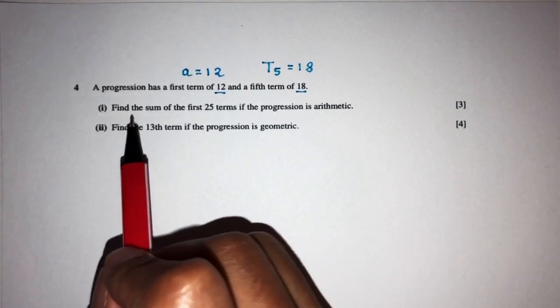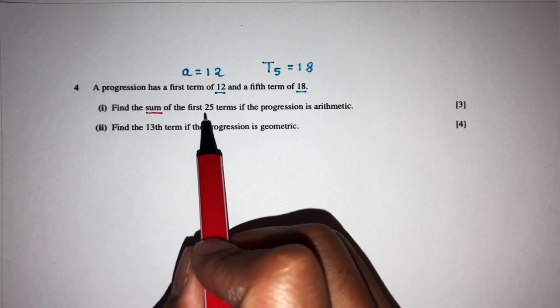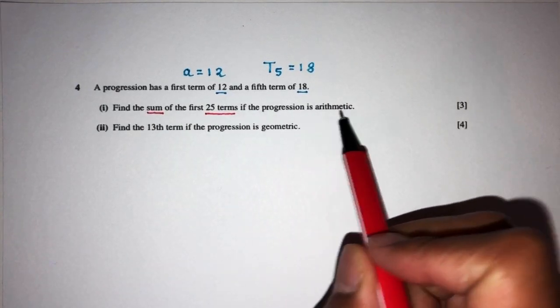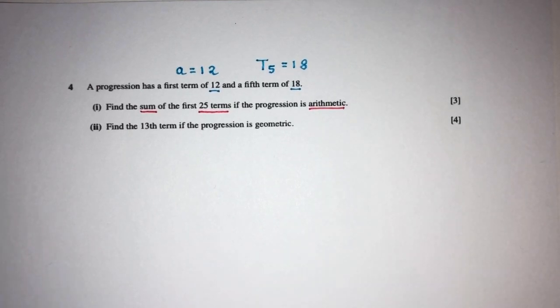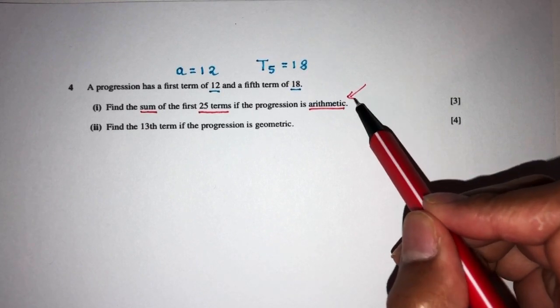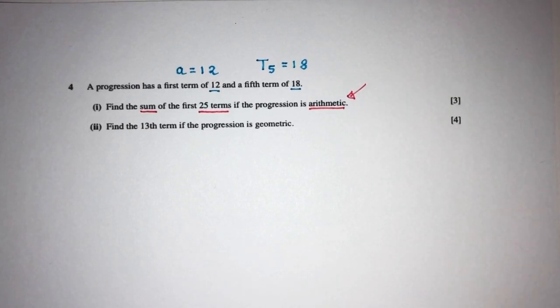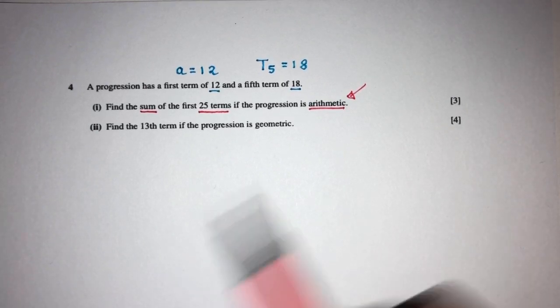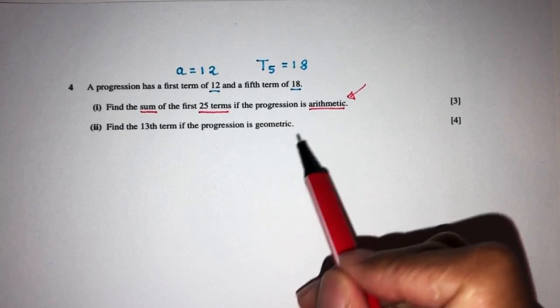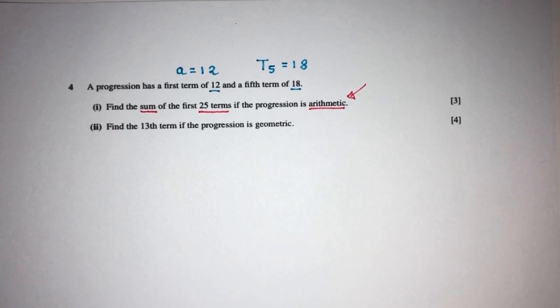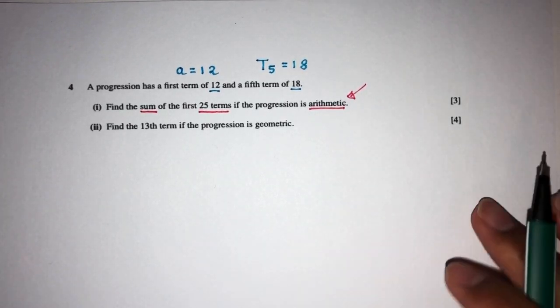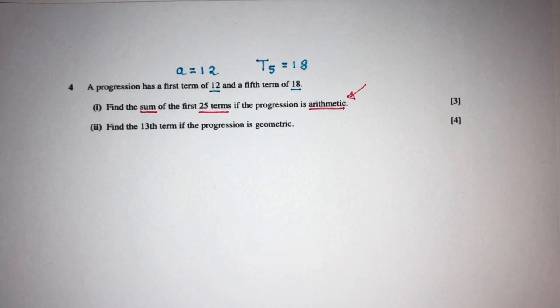Now part 1, we have to find the sum of the first 25 terms if the progression is arithmetic. This is a very good thing because we already know what type of progression it is. In A-level, and I think in O-level too, we only have 2 types of progression you have to learn: one is arithmetic and one is geometric. Once you know which type of progression this is, you can proceed by writing down the relevant formulas. These are given to you on your list, so you don't need to memorize them, which is a good thing.